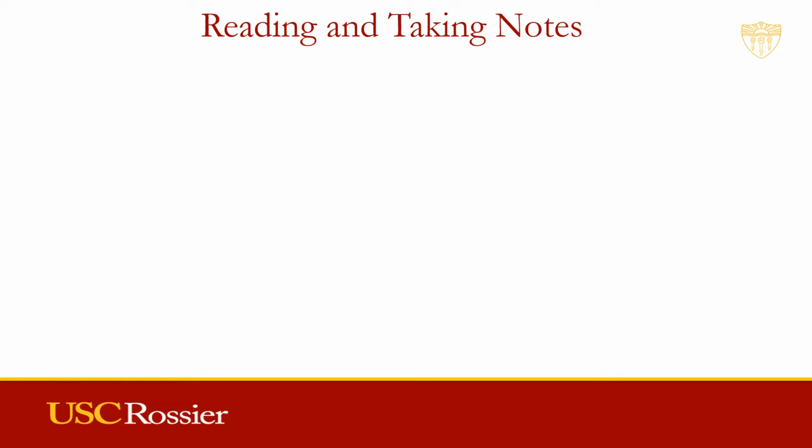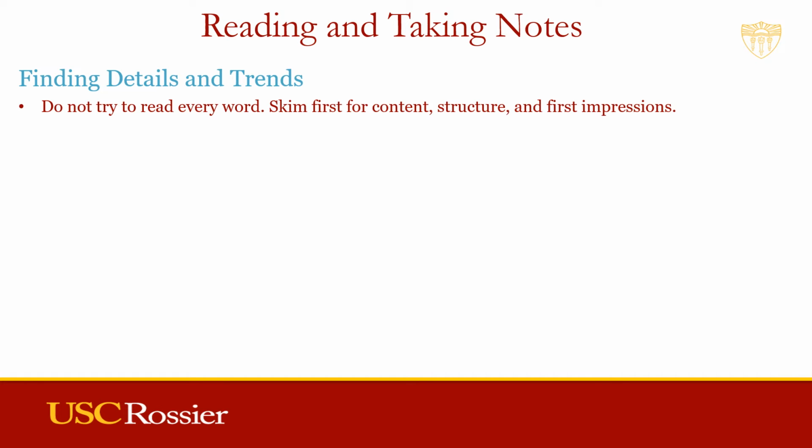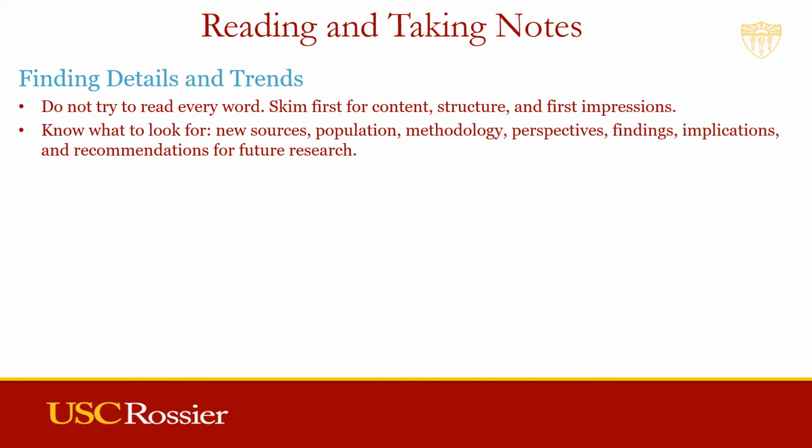Finding sources is meaningless unless you have a method for reading and taking notes. Your aim should be to figure out the details and trends. Since reading every word is impossible, I suggest you start with a quick skim for content, structure, and first impressions. This will help you figure out how the source was written and the sections to look more closely at. It should also help you think about your own writing and how to structure it with headings and consistent alignment. Mostly though, I want you to take note of new sources to locate and read.